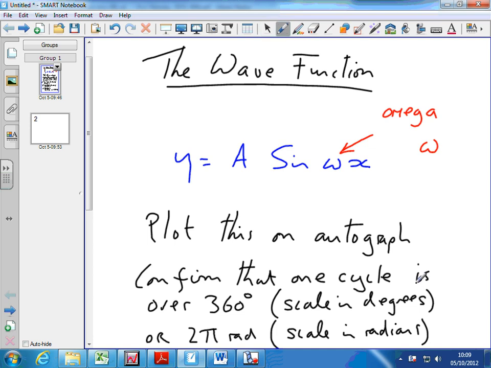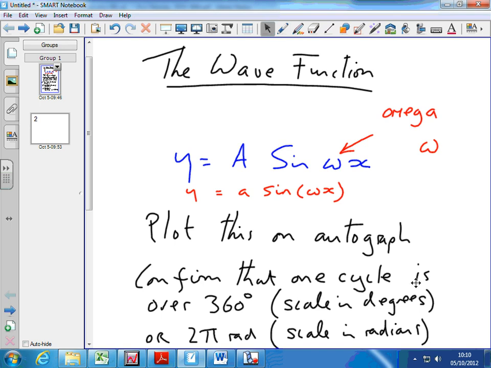When you put this into Autograph, the first thing to recognize is that you can't put capitals in. So what you type into Autograph really is y equals a, type sin, again you just get the lowercase, it recognizes sin as the sine function. But I want you to investigate the sign of everything that follows. So you must put the omega and the x in a bracket. There's no omega symbol on the keyboard, so just use W to represent omega. So type in y equals a sin(wx).